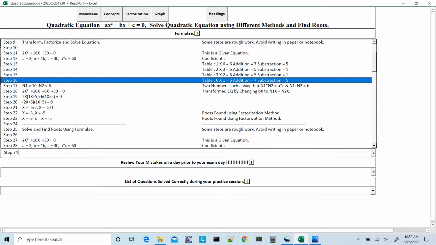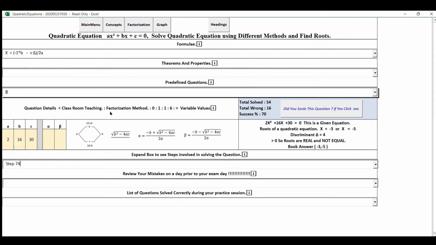Since 2x plus 6 is equal to 0, x is equal to minus 6 divided by 2, and x is equal to minus 5 by 1, which is x is equal to minus 3, x is equal to minus 5. So this is the way it has solved this quadratic equation using the factorization method. What is the key here? Finding these two numbers: n1 into n2 is equal to AC and n1 plus n2 is equal to B. Fantastic. So this is the way we solve an equation using the factorization method.